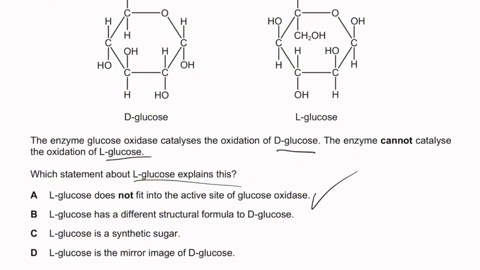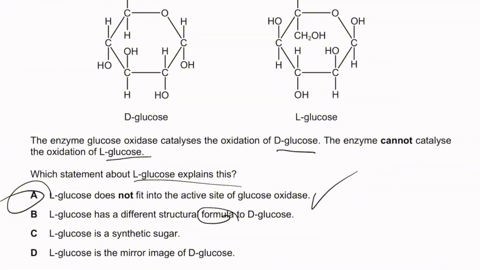L-glucose has a different structure to D-glucose, and since they have different structures, they're not the same substrate, and the substrate is not going to be able to form the lock and key mechanism with the enzyme because, again, it has a different shape, so it will not be able to fit into the active site. So I would pick A. L-glucose has a different structural formula to D-glucose. They have the same formula, they just have different structures.